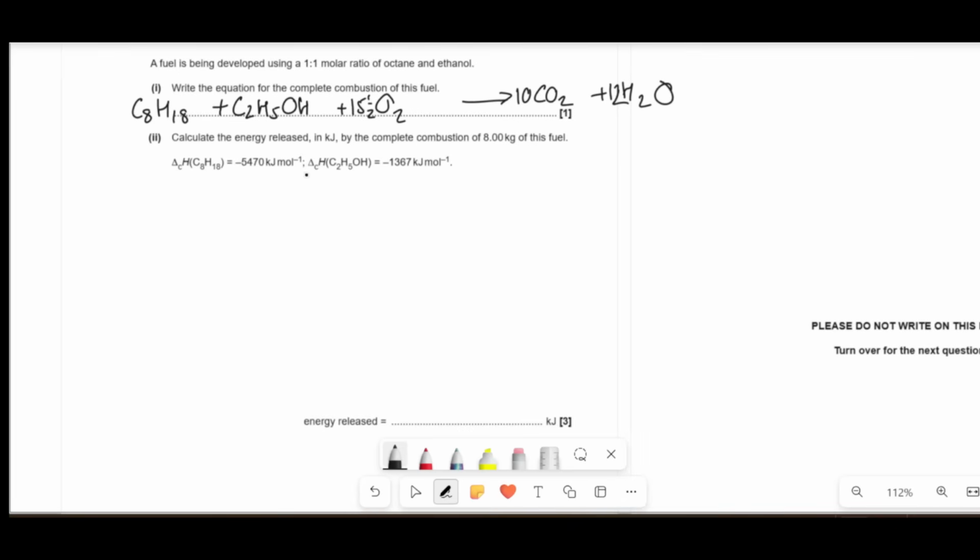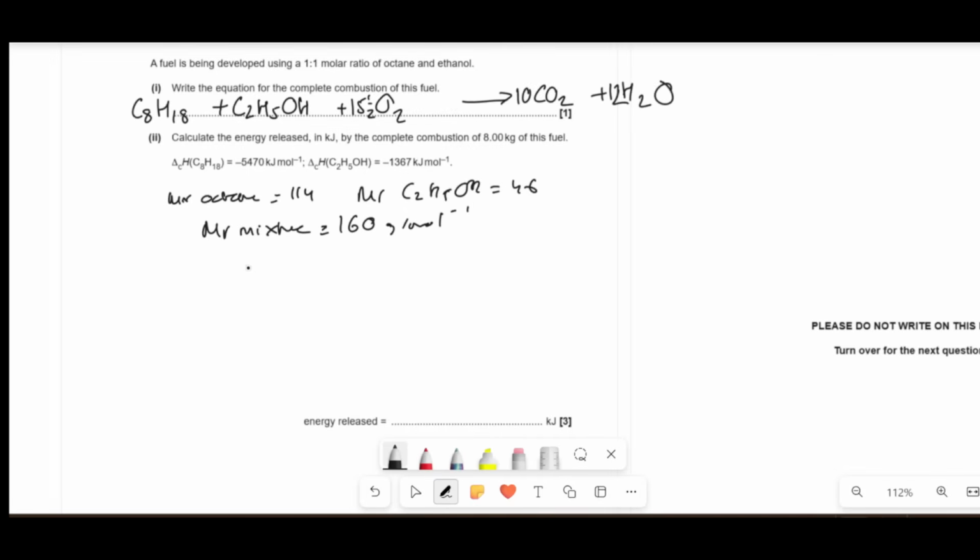Next, it says calculate the energy released in kilojoules by the complete combustion of 8 kilograms of this fuel, and they've told you the enthalpy of combustion is this, and the enthalpy of combustion is that. So the Mr of the octane is going to be 114, and then the Mr of the C2H5OH is 46. This fuel is a mixture of these two in equal amounts, so you can consider the Mr of the whole mixture to be those two added together, which is 160 grams per mole.